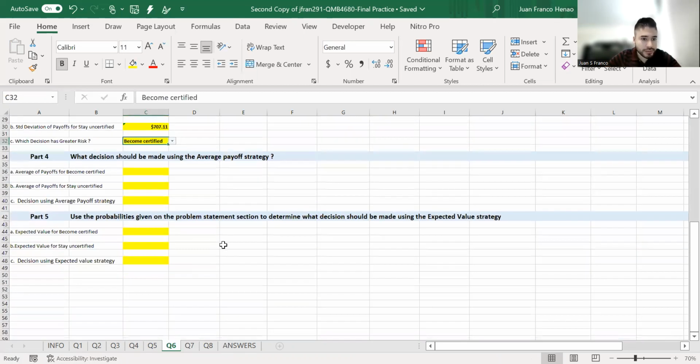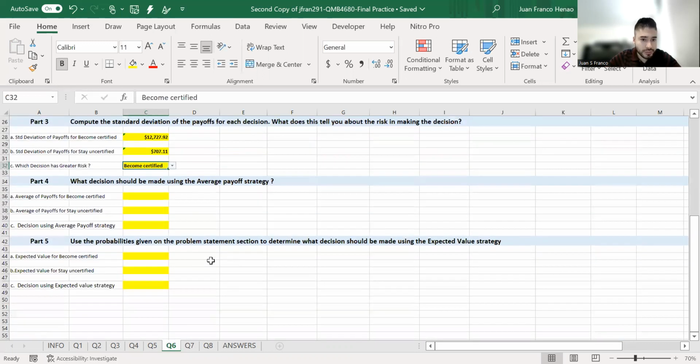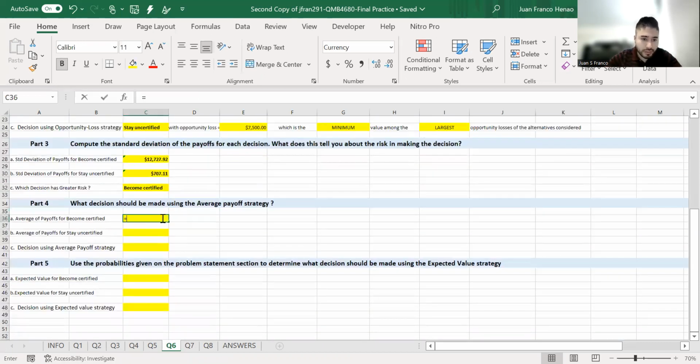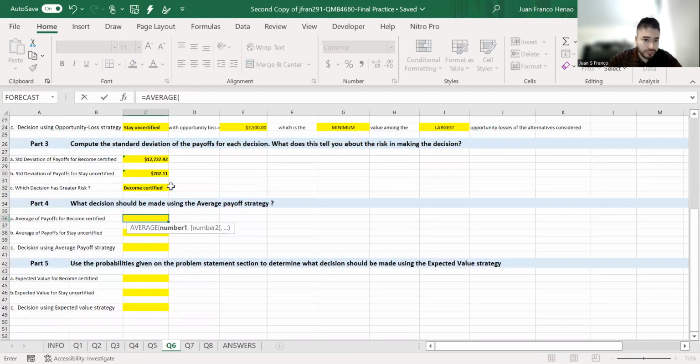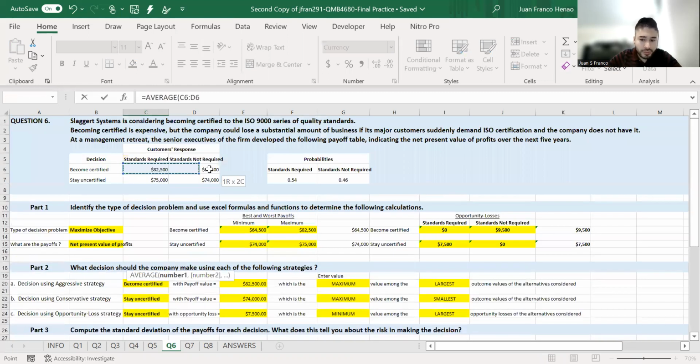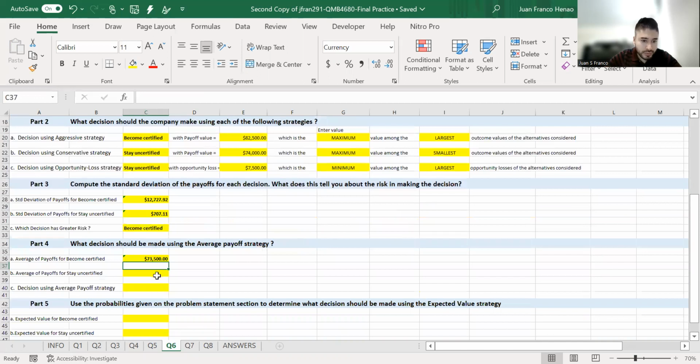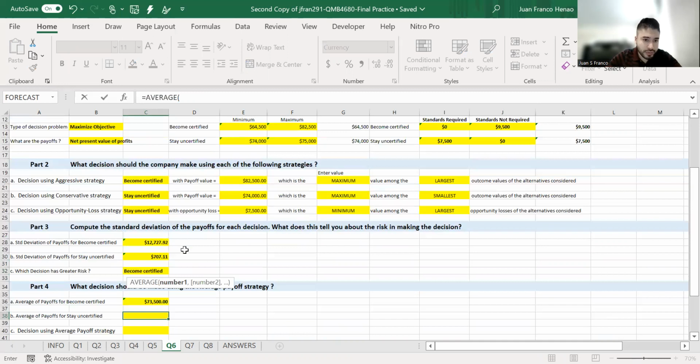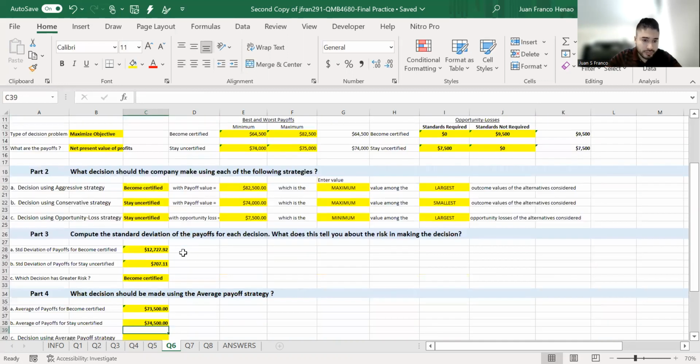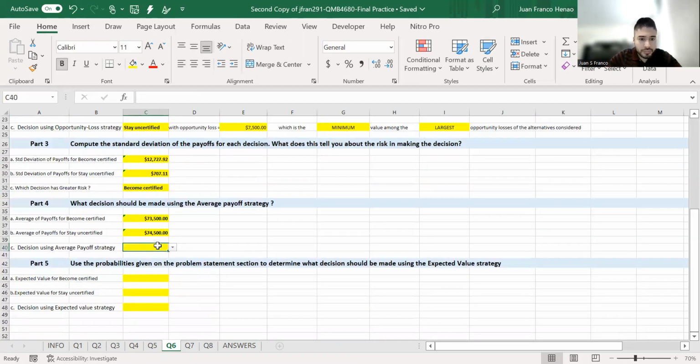Now for the, what decision should be made using the outage payoff strategy? Okay, let's use outage as we did before for the previous question. Outage for staying uncertified. Now, remember, we are maximizing our objective, so we want to choose the biggest value in this case, which corresponds to the staying uncertified. So we choose that one.